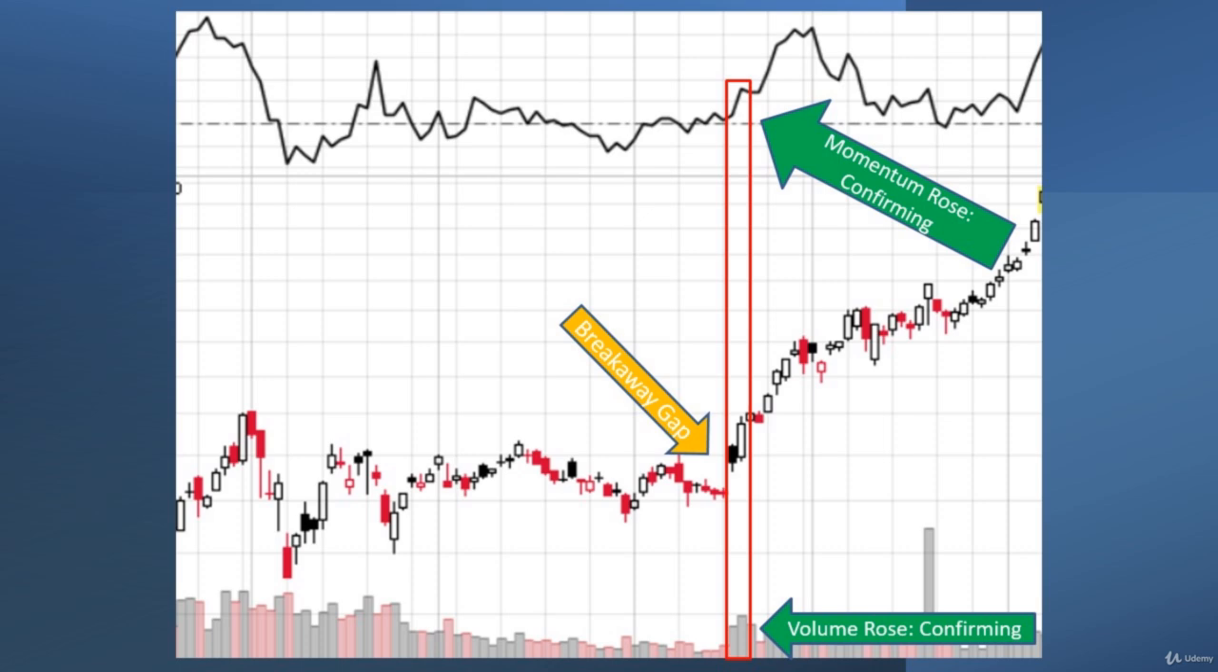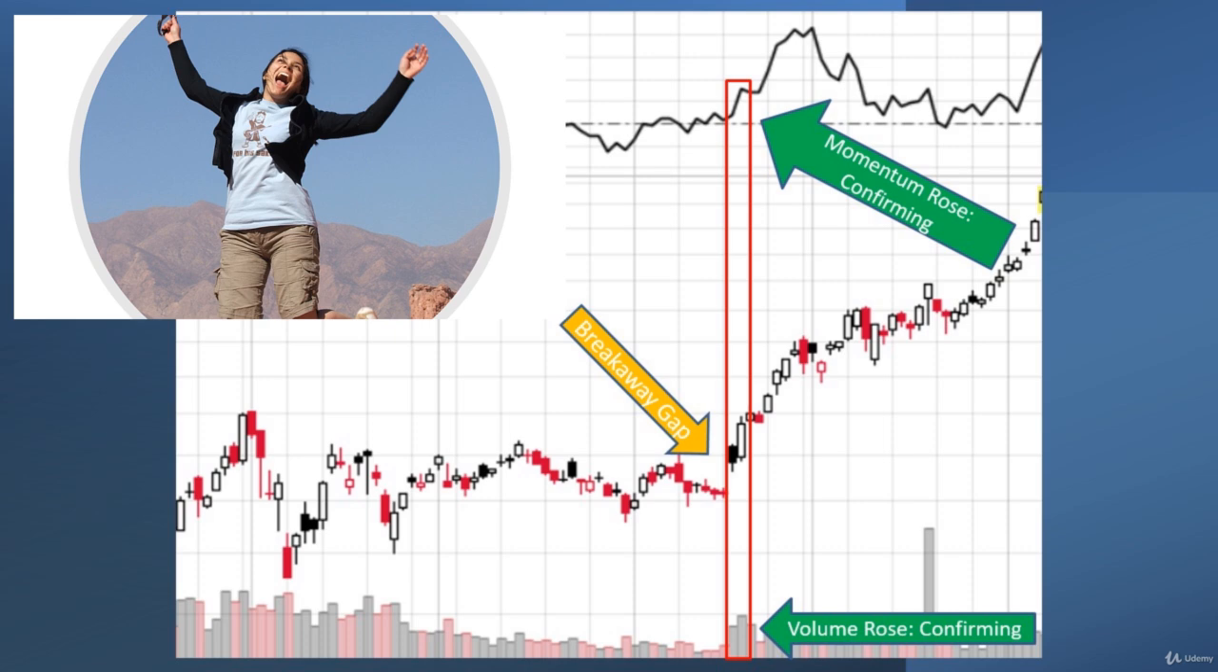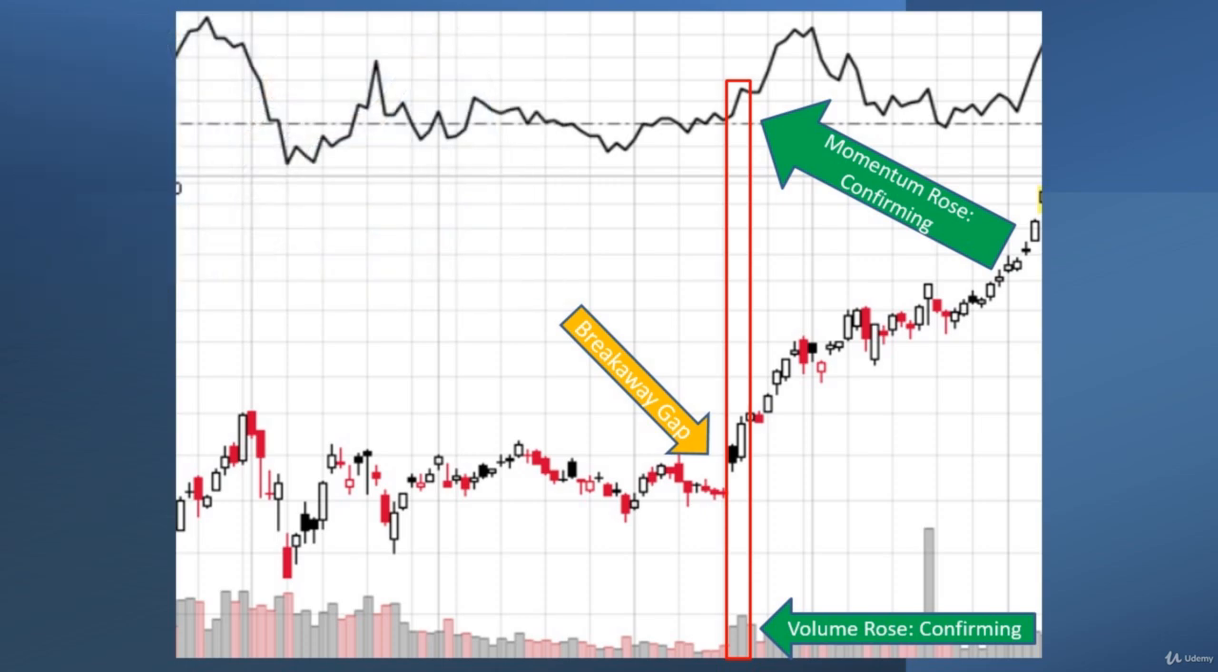So at this point, you should be very happy. Yay! That's a good strong indicator confirmed 3 ways. Again, nothing's perfect, but that's a really good strong indication you would have come across, confirming it with multiple different things beyond just the breakaway gap, which might have been your primary indicator.